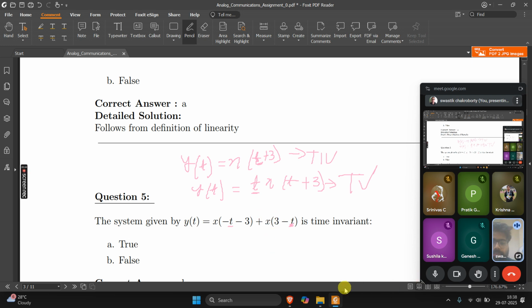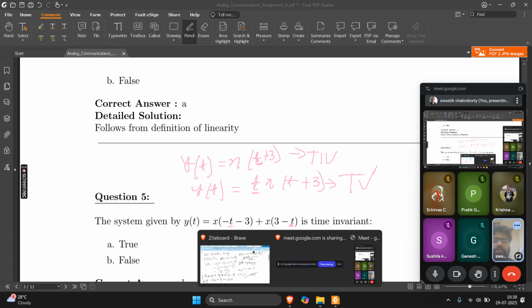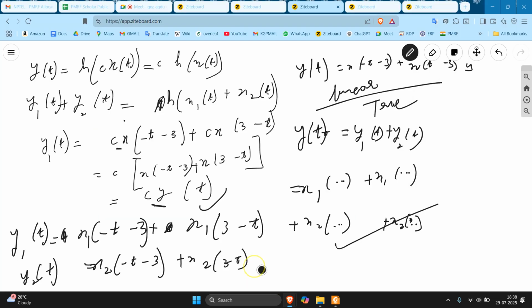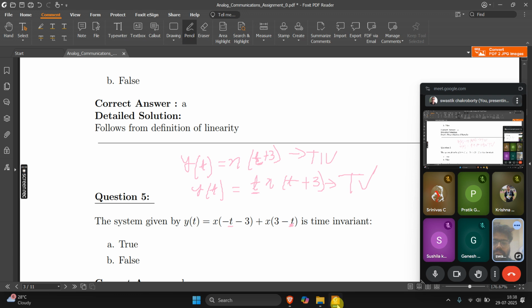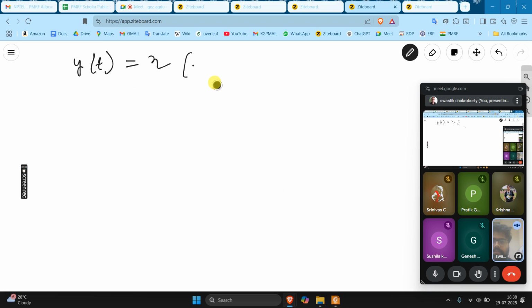But if you want to do it formally, of course this was a shortcut. So if you want to do it formally, then y(t) is equal to x(minus t minus 3) plus x(3 minus t).